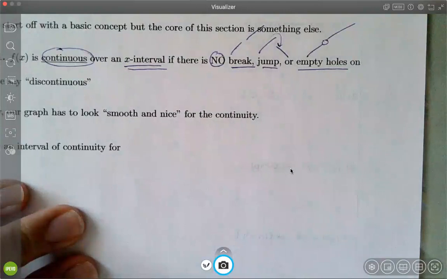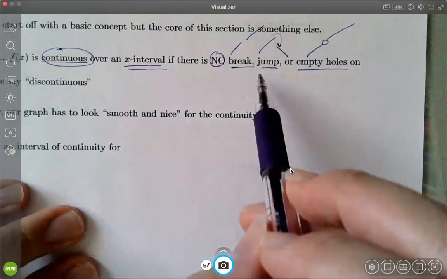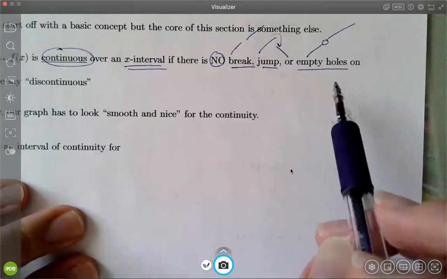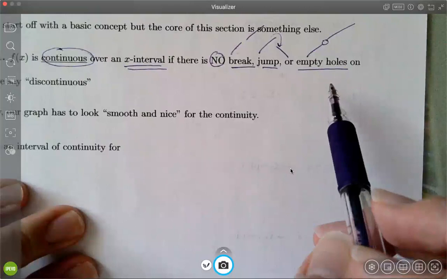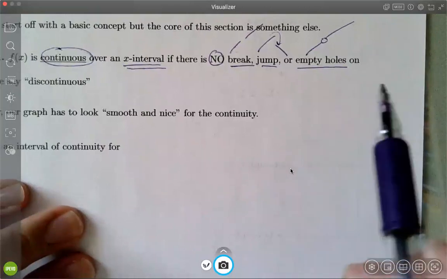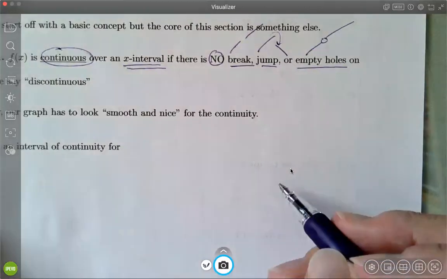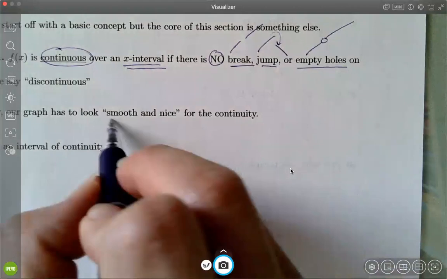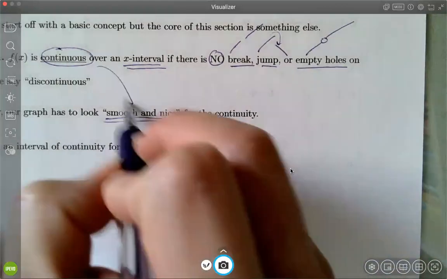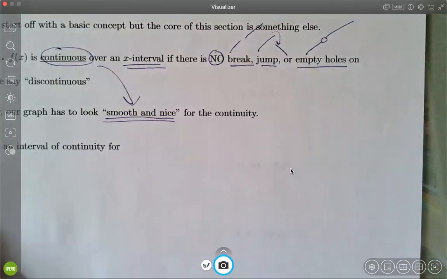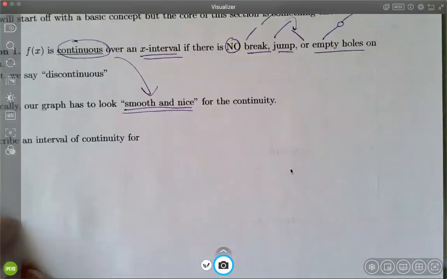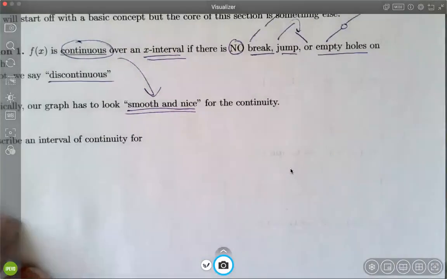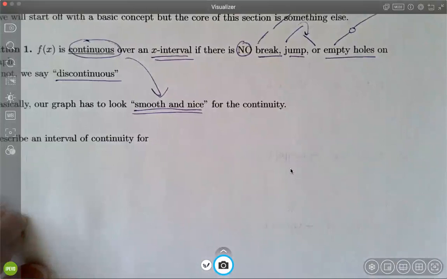Okay, now the graph should not exhibit any of these phenomena, so that we can say that the graph is continuous. So basically, what does continuous mean? The graph looks very smooth and nice. And if it's not continuous, we say it's discontinuous. Okay, so it's fairly obvious.